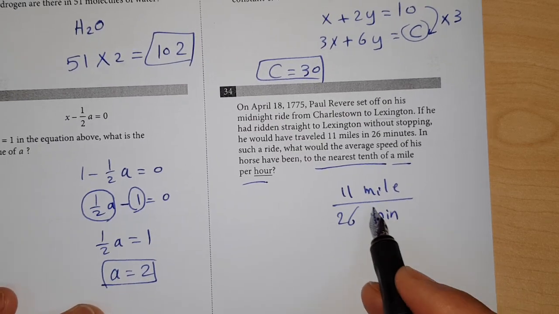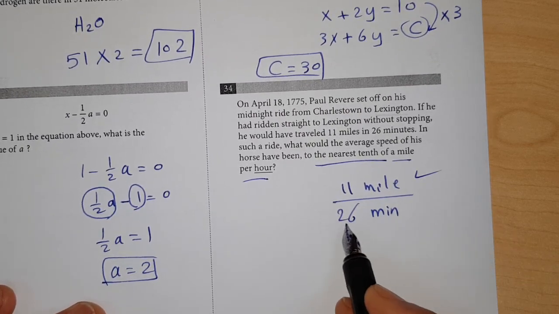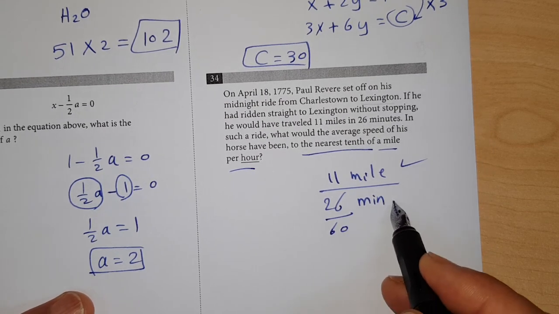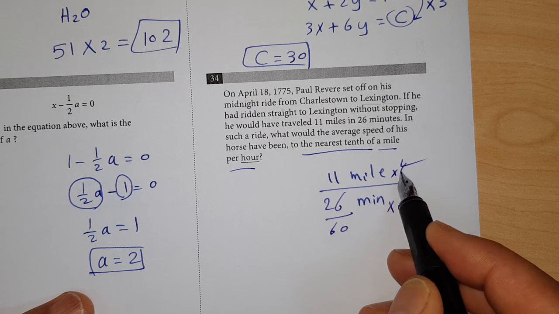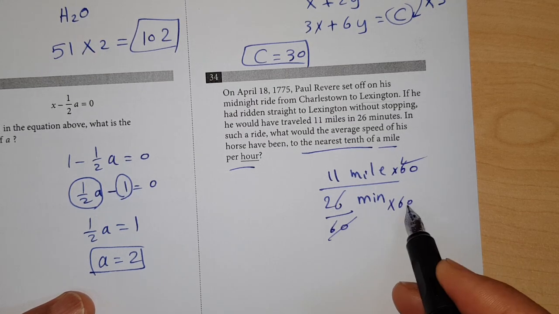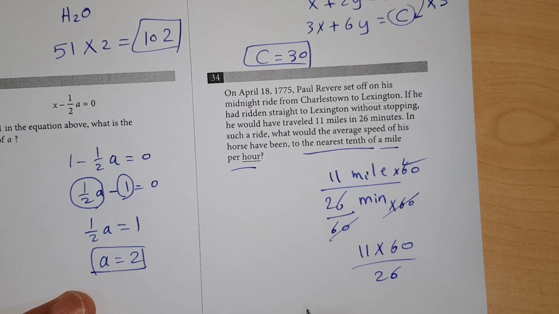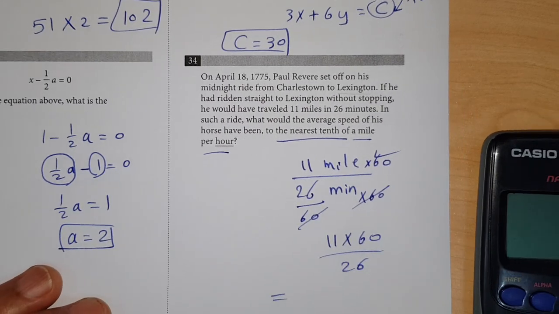Miles per hour: the mile is already given, I want to change the minutes to hours. Very easy, just divide by 60. Multiply up and down by 60 again to simplify, or use a calculator. So you have 11 times 60 over 26. Use the calculator to solve.